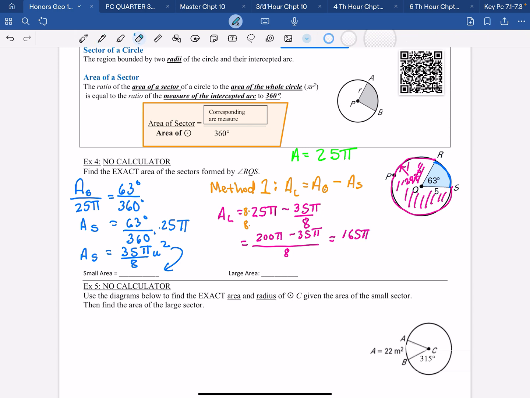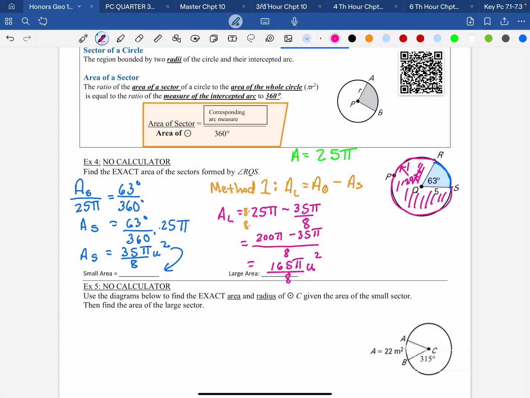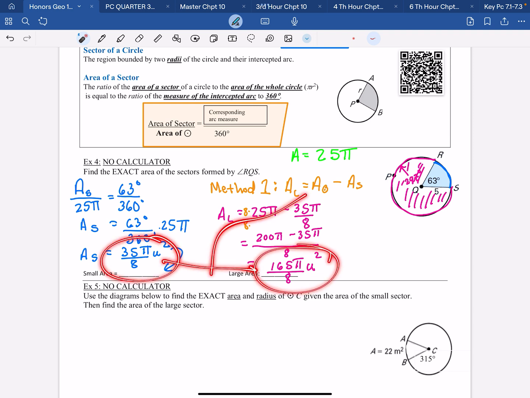165 pi. You know what? I'm just going to go ahead and put it right down here: 165 pi over 8 units squared. Okay, so there is your large area. And again, I want you to go ahead and check your work. Adding these two together, you would end up with that simplifying down to 25 pi.